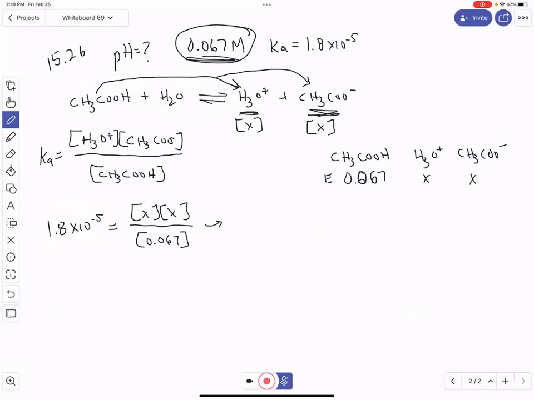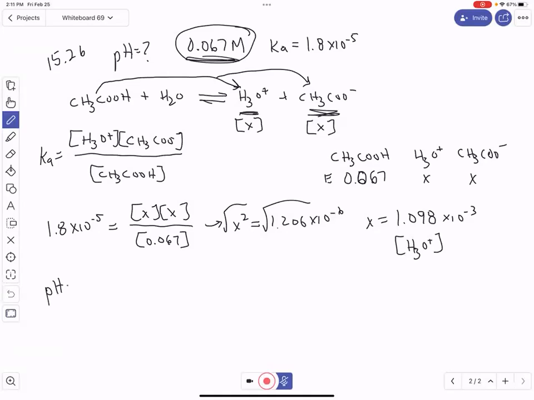So I get X squared equals 1.206 times 10 to the minus 6, right? Square root of both sides, and I get X equals 1.098 times 10 to the minus 3. What is X, right? X is my hydronium concentration. So negative log of that to get the pH, right? pH is the negative log of hydronium.